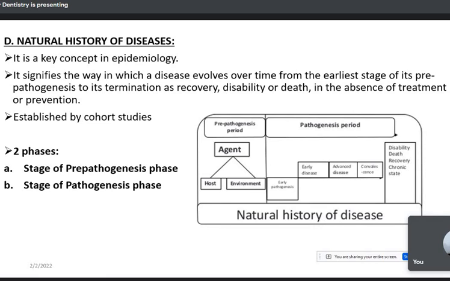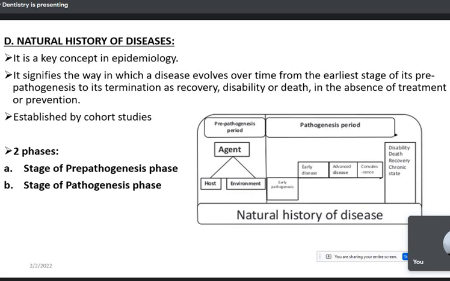So this is why you need to understand the natural history of the disease, because this will help you understand at what point the intervention can be done. Maybe in the pre-pathogenesis phase itself, prevention can be done, right? Because now we all know how we are going to prevent COVID. We should wear proper masks. We should practice social distancing. So these are the interventions which can be done in the pre-pathogenesis period.